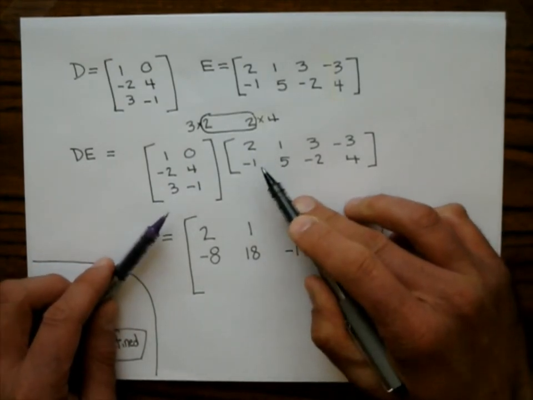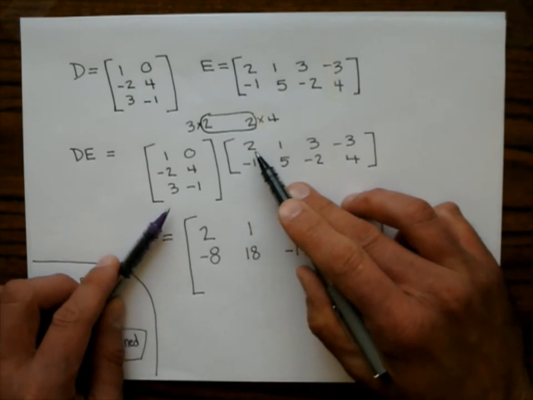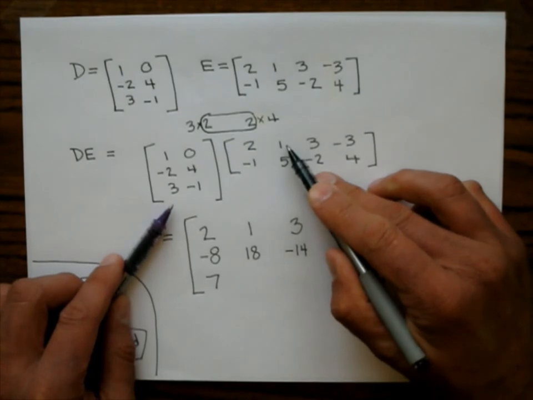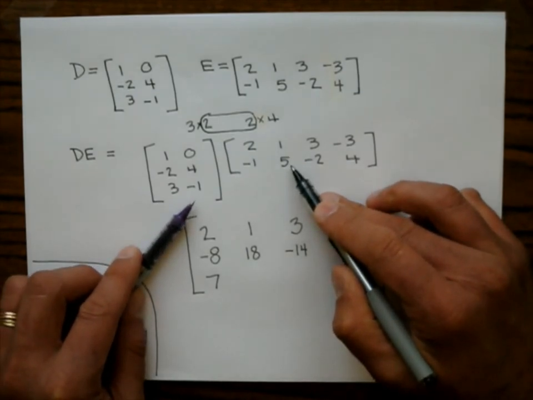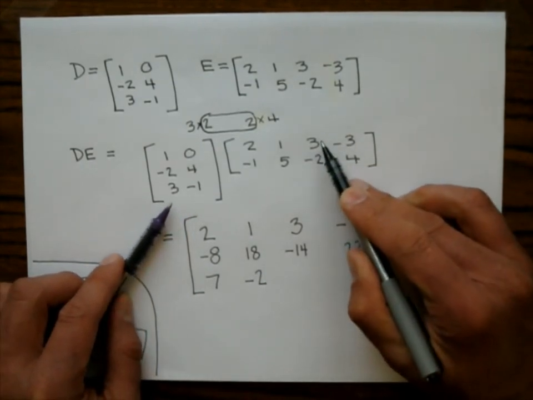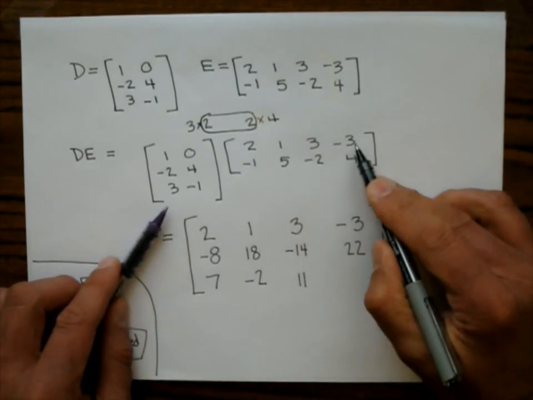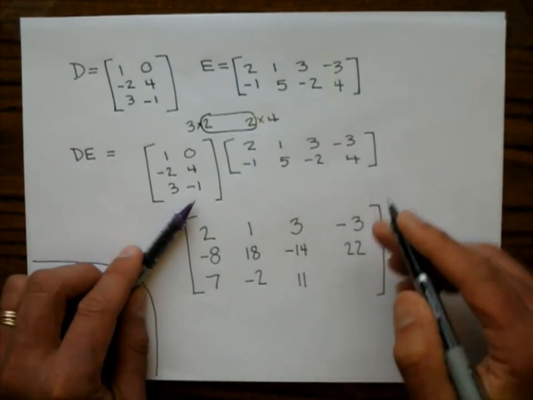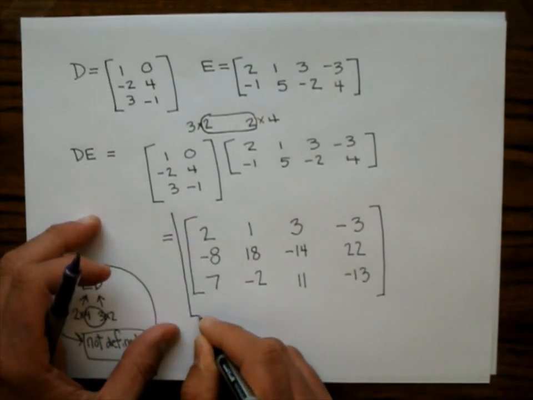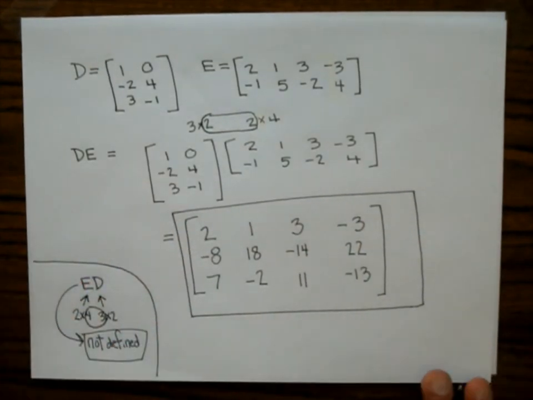Now I bring it over here, and I have 6 plus 1 is 7. 3 minus 5 is negative 2. 9 plus 2 is 11. And negative 9 minus 4 is negative 13. And so there it is. We actually saw some applications of multiplying matrices together. So there it is right there.